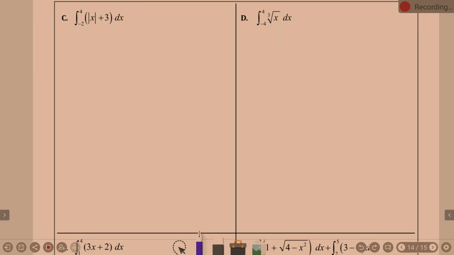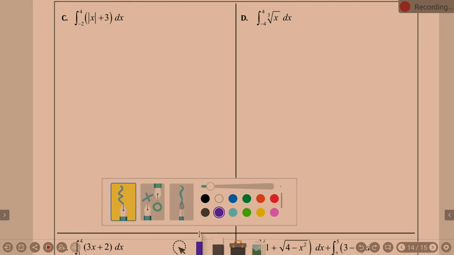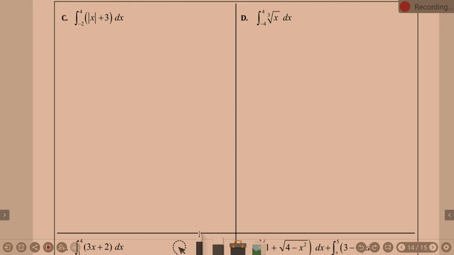Okay. C. The integral from negative 2 to 4 of the absolute value of x plus 3. I think we should skip this one. Nope. We're going to stay right. Let's start with what shape is this graph? It's just a line, right? Absolute value of x is a v. Like the dot is at 3.